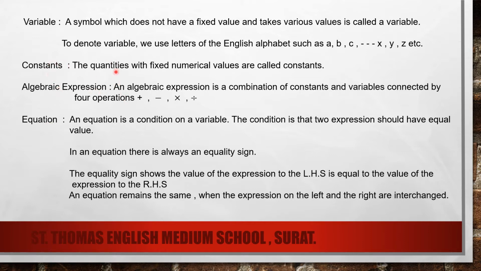Constant means the quantities with fixed numerical values are called constants. So in an equation, you can see some numbers, okay, those numbers are called constants and they cannot be changed, they are fixed. An algebraic expression is a combination of constants and variables connected by four operations, that is plus, minus, multiplication and division. So you have to write all these four notes in the Max notebook. Is it clear?